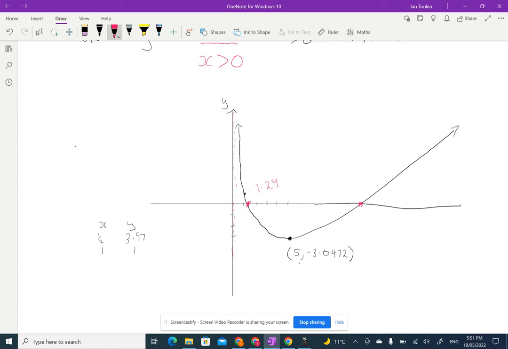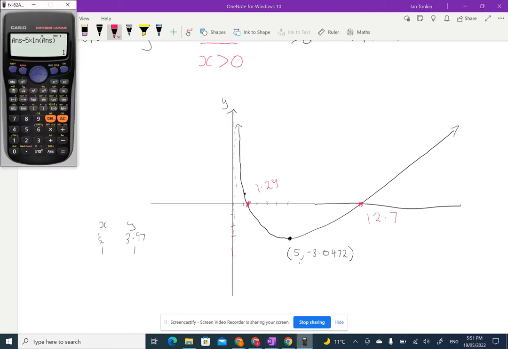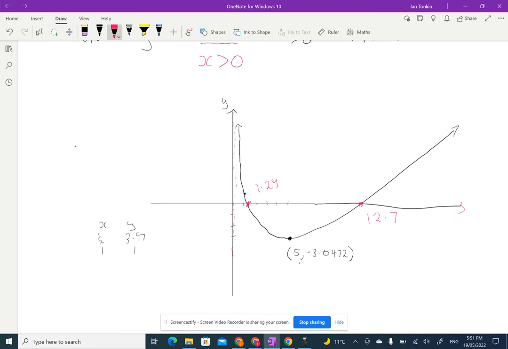Now, this one, I got 12.7 something. And I just kept pumping numbers into my calculator using that to get closer and closer to when it equaled 0. I don't know if they're going to want you to find those intercepts, the x-intercepts, but that's a pretty good effort, I reckon, if you can get that.